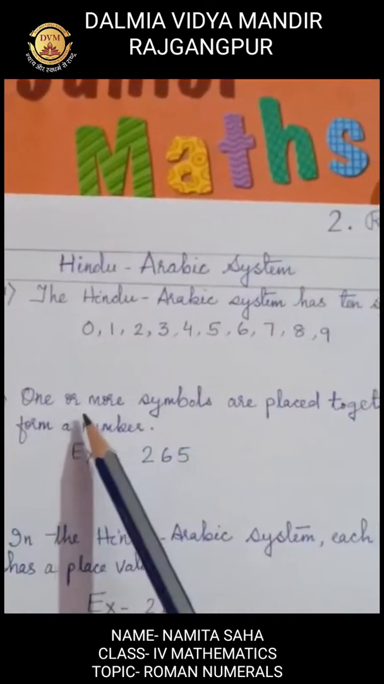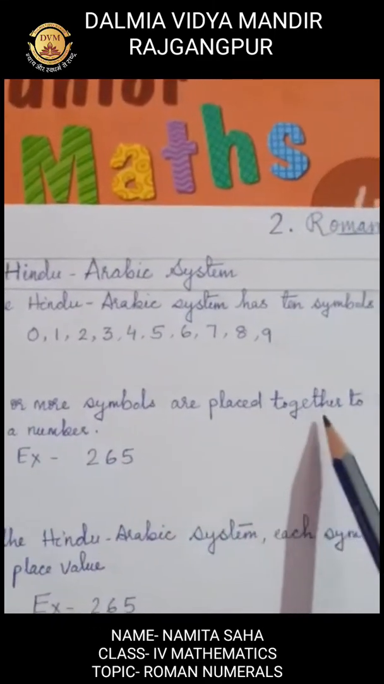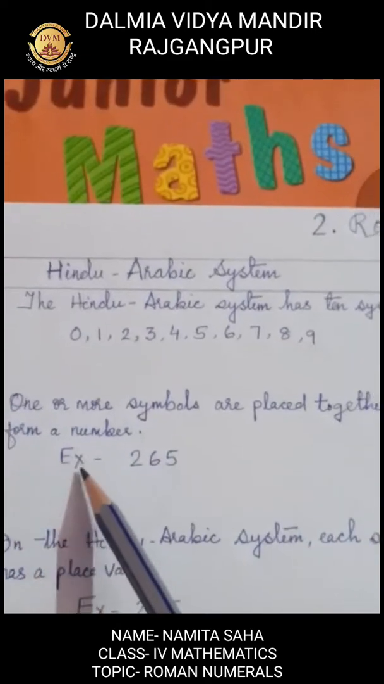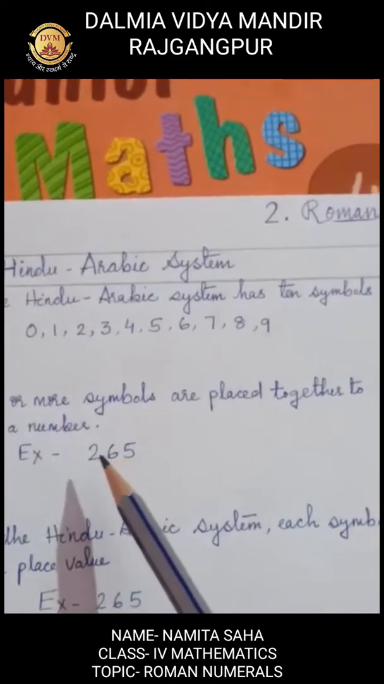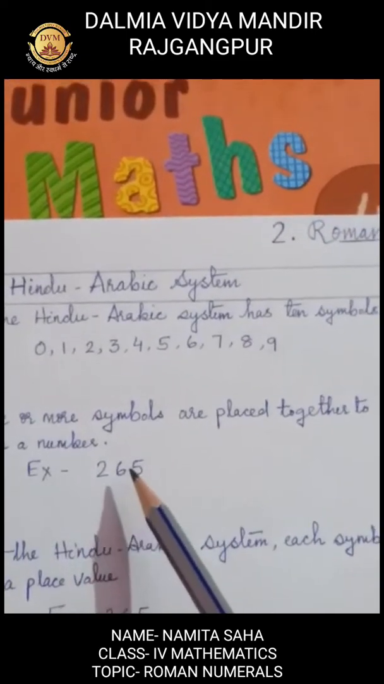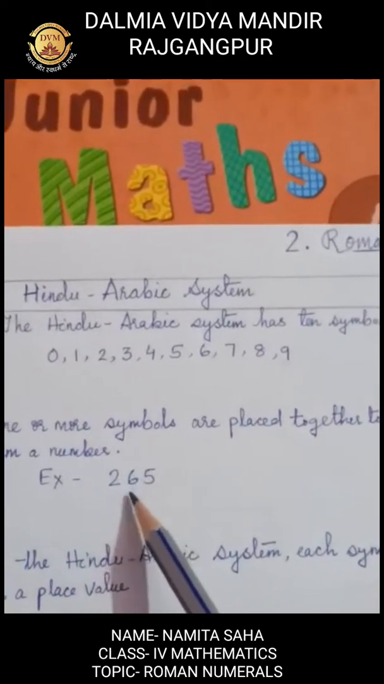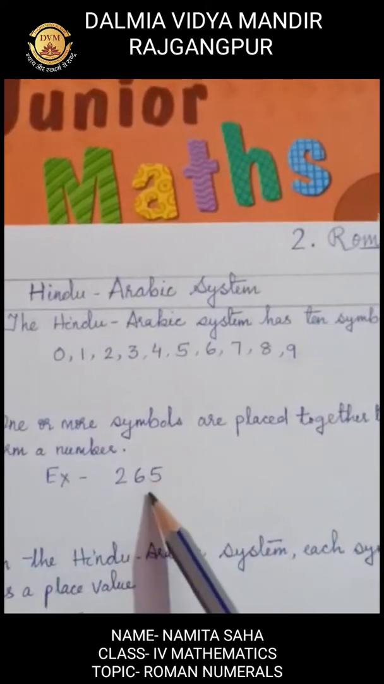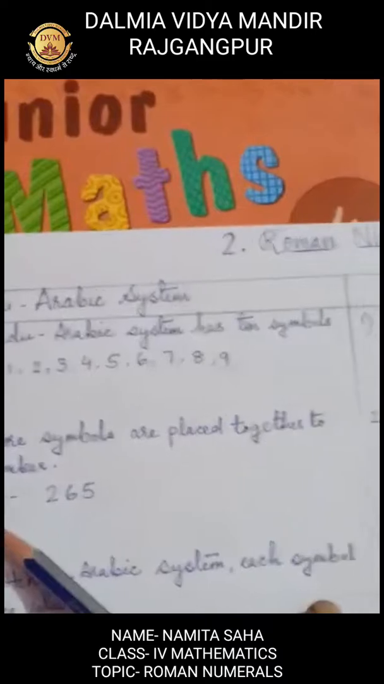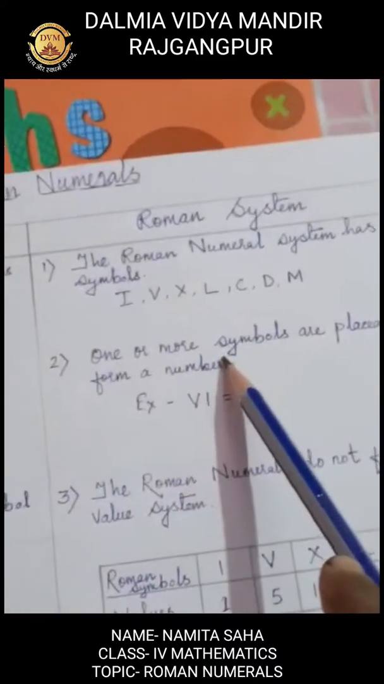The second point: one or more symbols are placed together to form a number. Let us consider one example. Here you can see the 3 digits 2, 6 and 5. These 3 digits are placed together to form the Hindu-Arabic number 265.